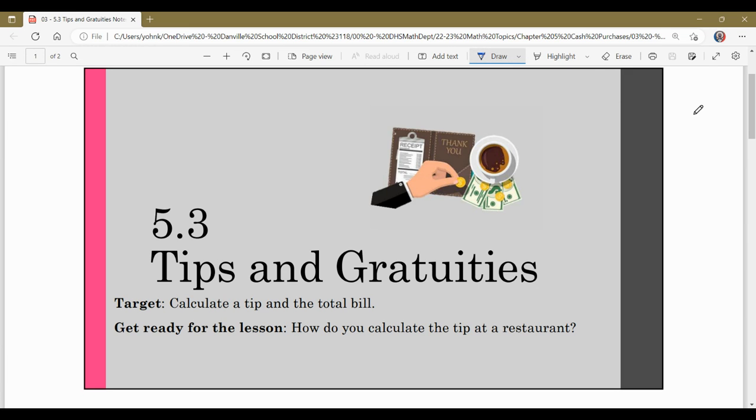Hey kids, welcome to section 5.3 Tips and Gratuities. Today we're going to learn how to calculate a tip and the total bill.